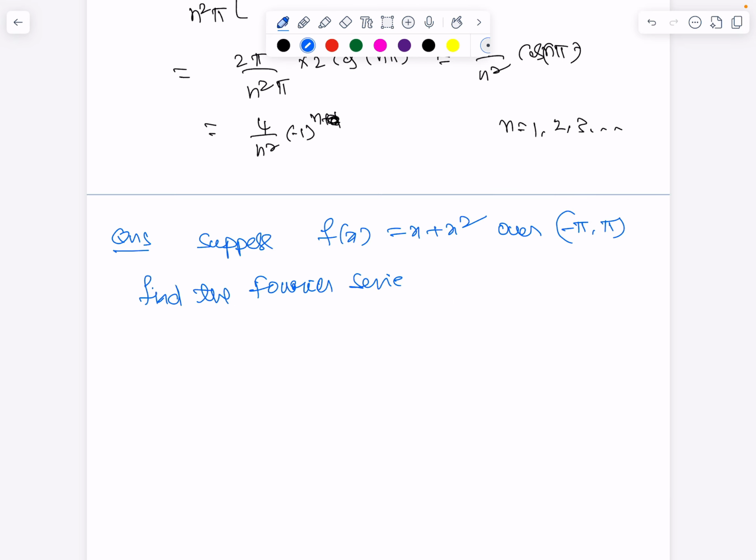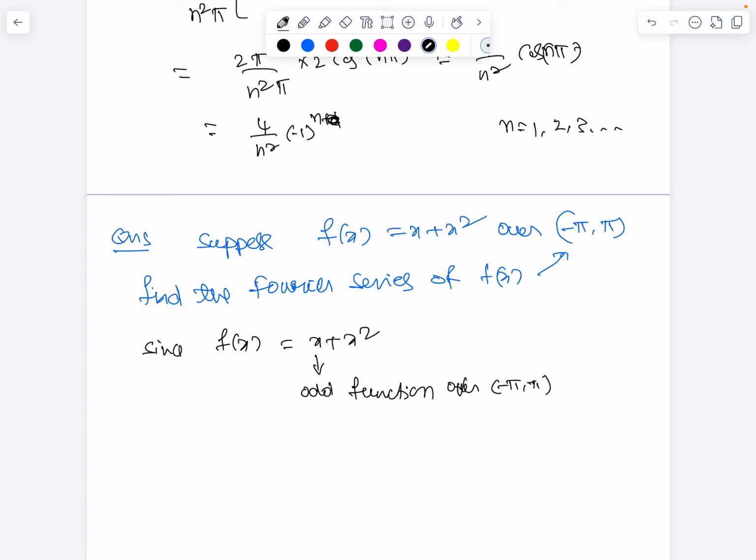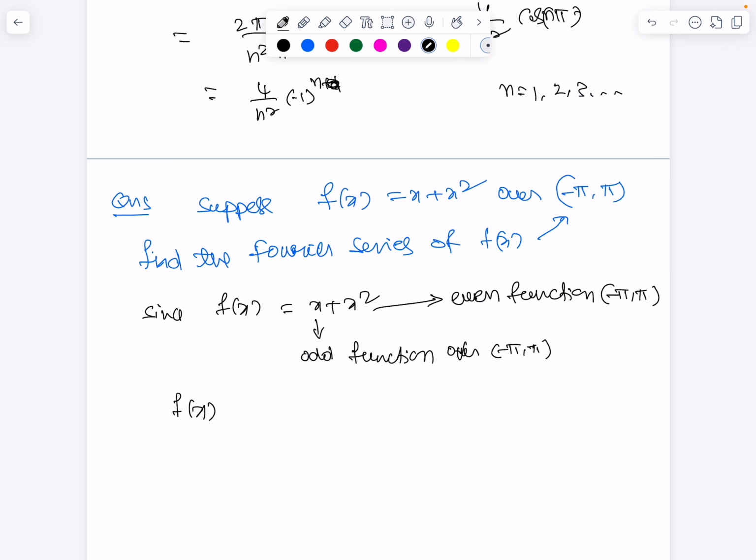Now the Fourier series of f of x over this interval. So, how do you do that? Well, it is very simple. Since f of x is equal to x plus x square, x is an odd function over minus pi to pi, and x square is an even function over minus pi to pi. So, what I am going to do is write this f of x as the sum of two functions.